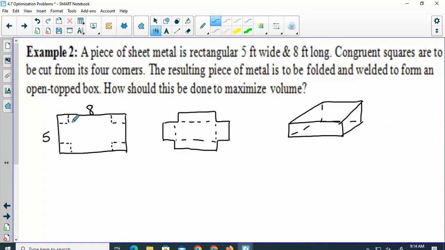So do I know how big these squares were? No, I just know that they were all the same. So whatever their sides were, they're all identical. Alright, so if this side was 8, and we came in and we took x off this end and x off this end, how big is it now? This side was 5, but I took x off here and x off here, so now it is.